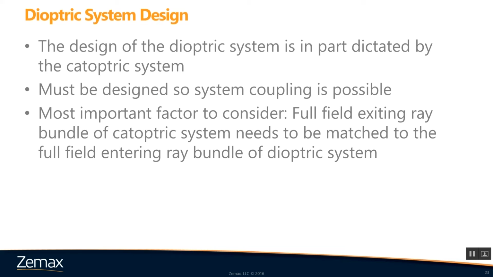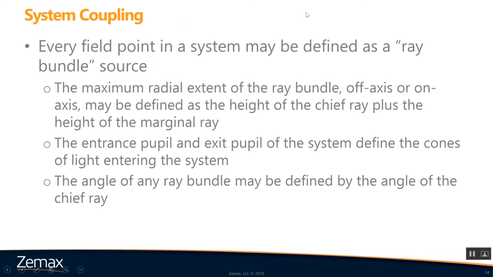And this is the important factor to consider, that the full field exiting ray bundle of the catoptric system needs to be matched to the full field entering ray bundle of the dioptric system. So essentially, just to provide some insight, every field point in a system may be defined as a ray bundle source, and the maximum radial extent of the ray bundle, off-axis or on-axis, may be defined as the height of the chief ray plus the height of the marginal ray.